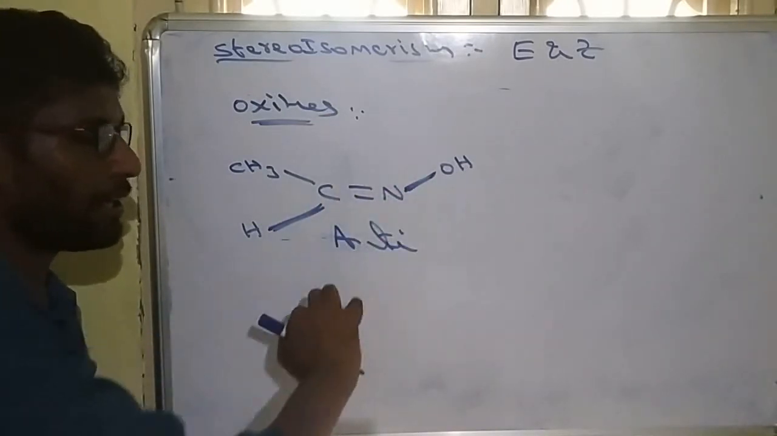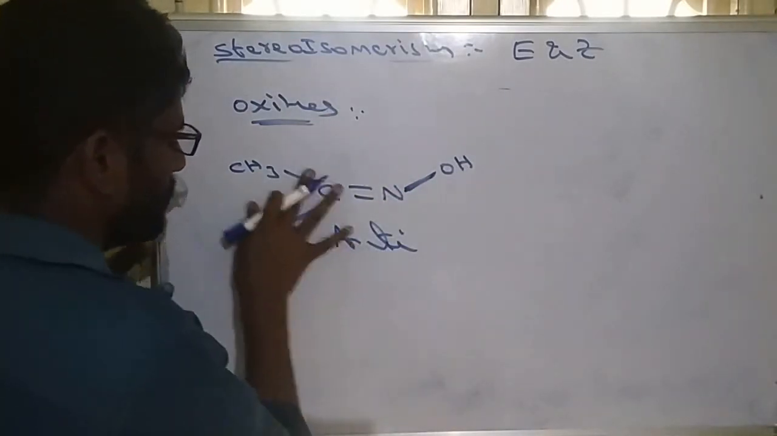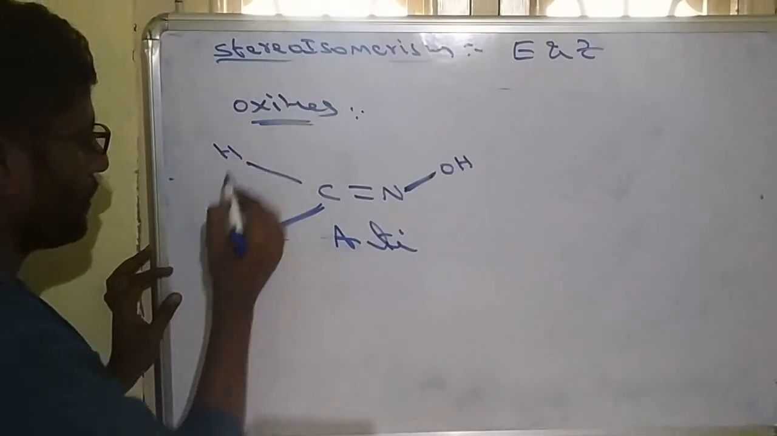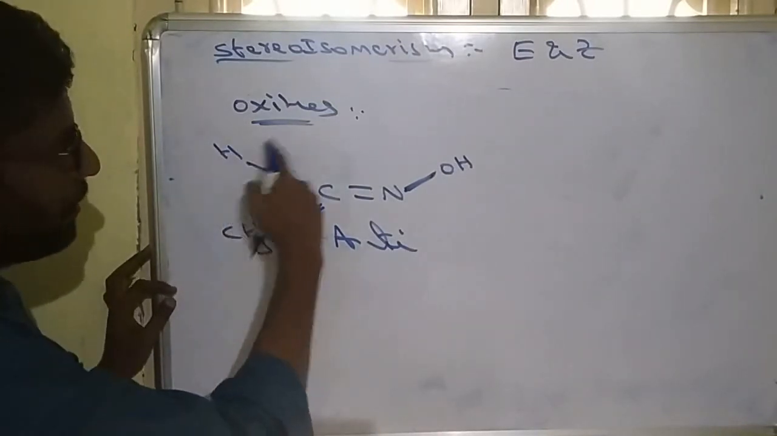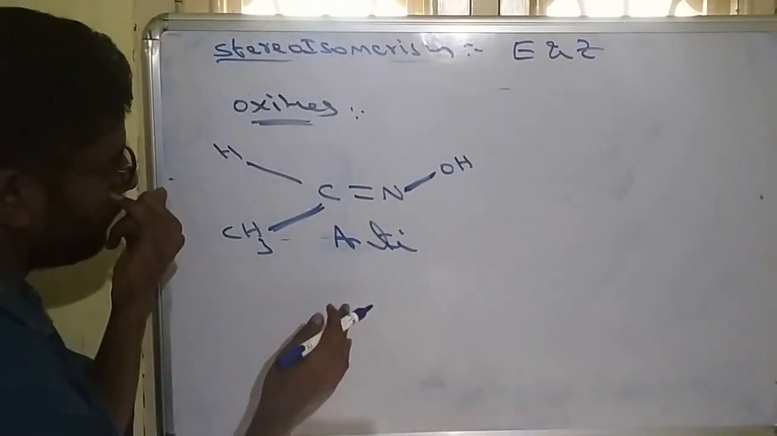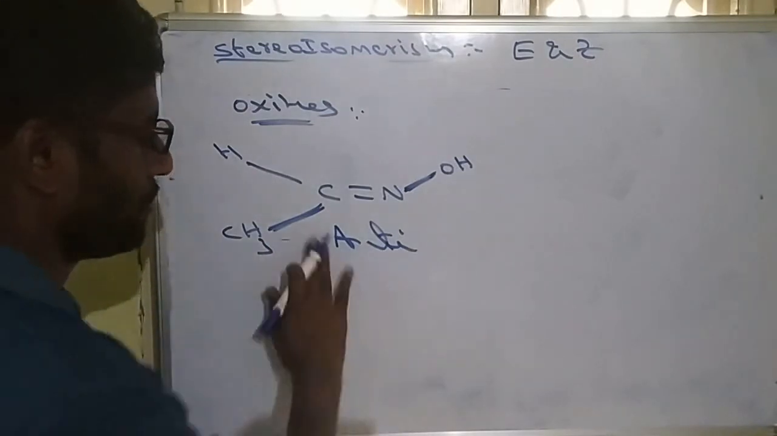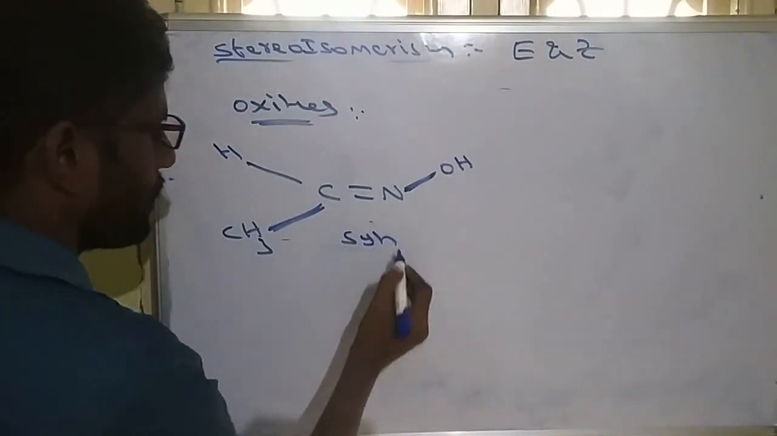So we have to observe the hydrogen and OH. If hydrogen and OH are present on the same side, that will be syn. Suppose here hydrogen is there, here CH3 is there. So hydrogen and OH on the same side, then that will be the syn isomer.